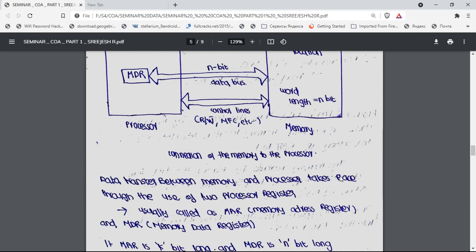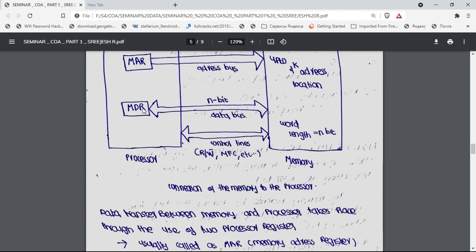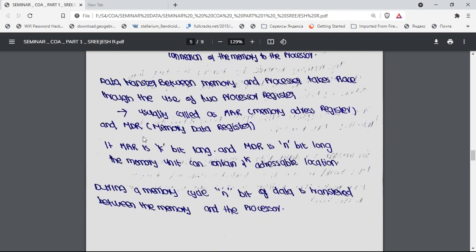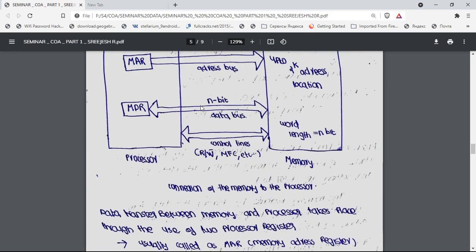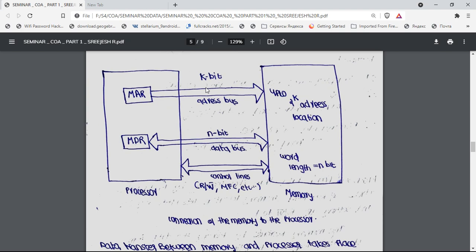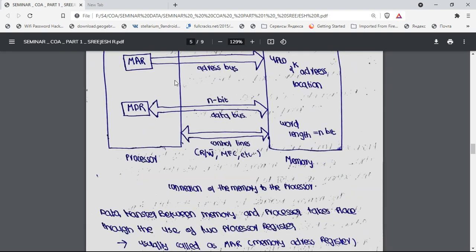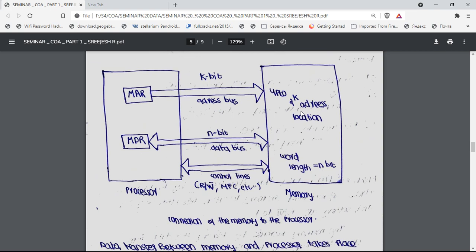The data transfer between memory and processor takes place through the use of two processor registers, as we know, MAR and MDR. Usually it is called MAR and MDR, as the theory suggests. The MAR is K bits long and MDR is N bits, as we have been discussing. So if MAR is K bits, we can address up to 2 raised to K address locations, as we said in our early lectures. A 32-bit machine can address up to 2 raised to 32, which is 4 GB of memory locations. That is the same concept coming here. If the MAR is K bits, it can address up to 2 raised to K address locations, and that's all.